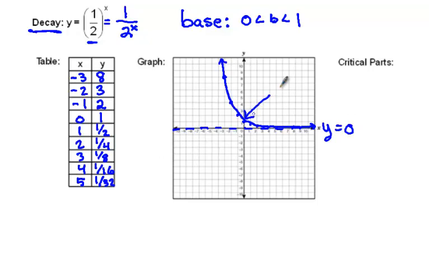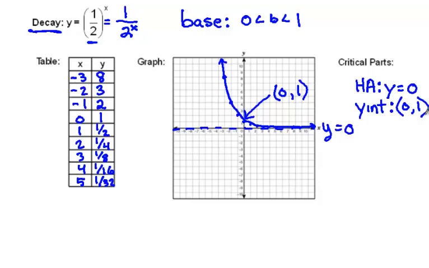Your y-intercept is at 0, 1. And so your critical parts: your horizontal asymptote is at y equals 0, and your y-intercept is at 0, 1. In class, we're going to talk about how these things can change and what really takes effect with the transformations.